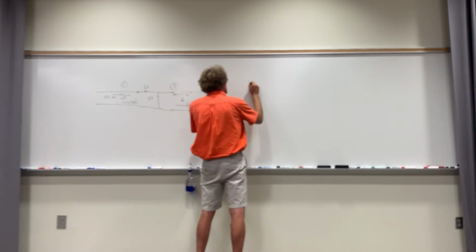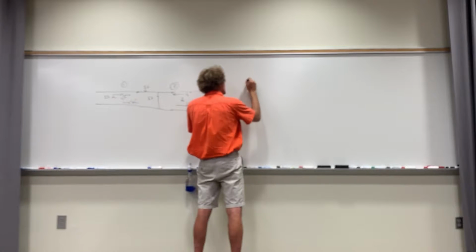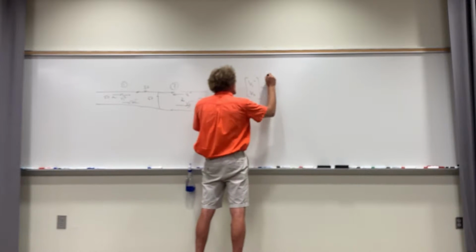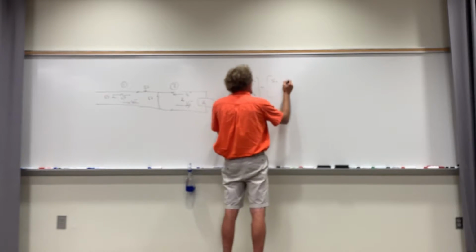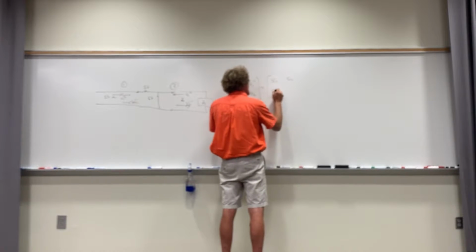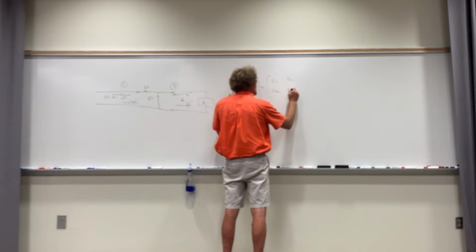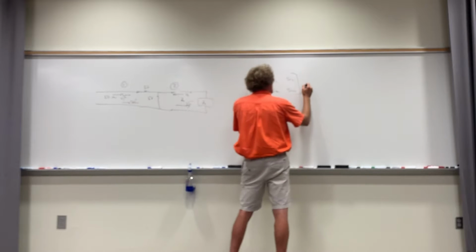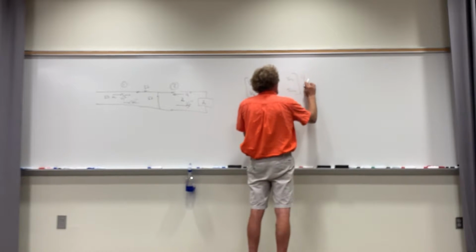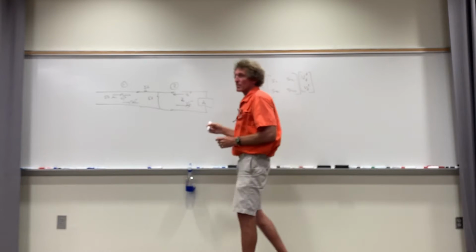And the equation is V1 minus, V2 minus equals the matrix S11, S12, S21, S22 times V1 plus, V2 plus, the incoming voltages. That's the general form.